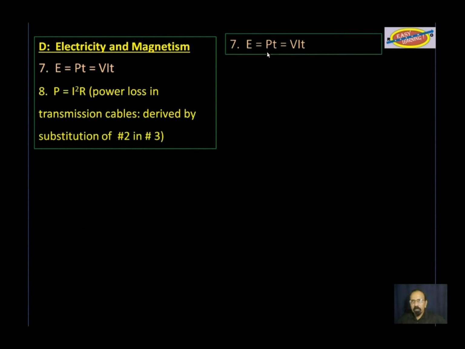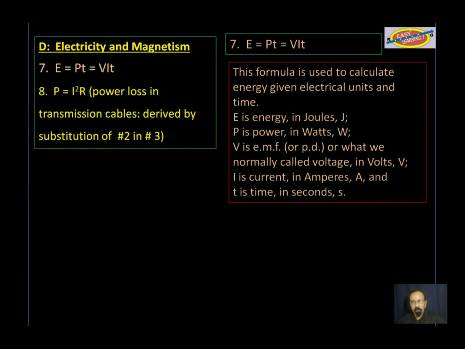E is equal to PT, which is equal to VIT. We have seen this before in thermal physics. E is energy in joules. P is power in watts. V is EMF or potential difference, or what we would normally call the voltage, in volts. I is current in amperes, amp, and T is time in seconds. So let's look at two questions that we already did before in thermal physics.